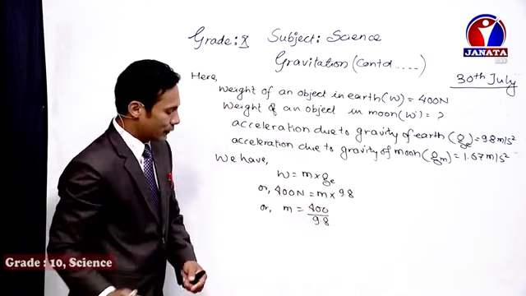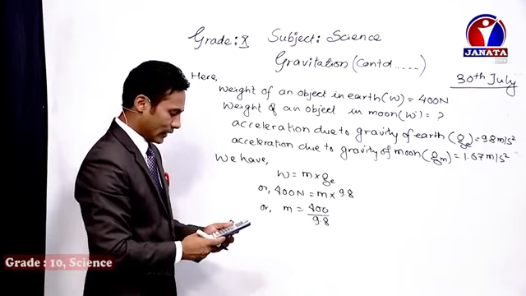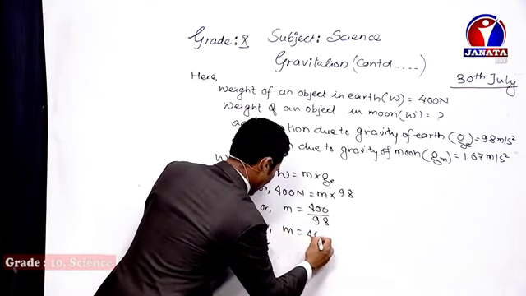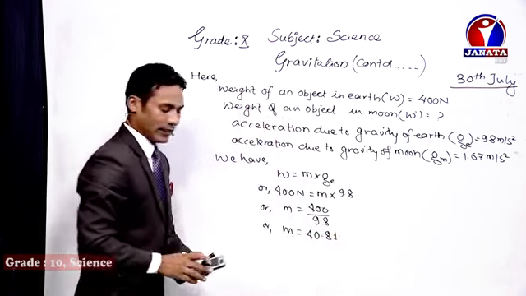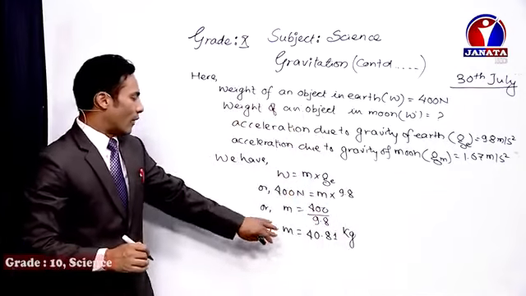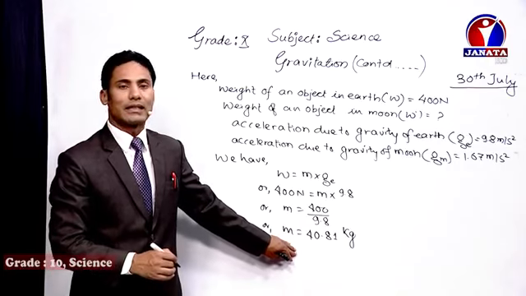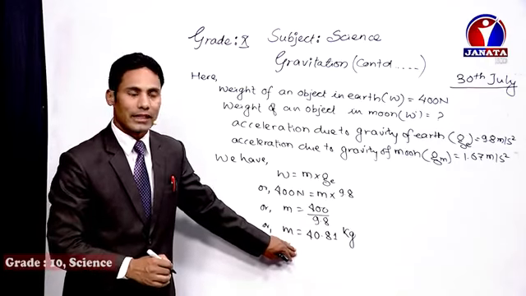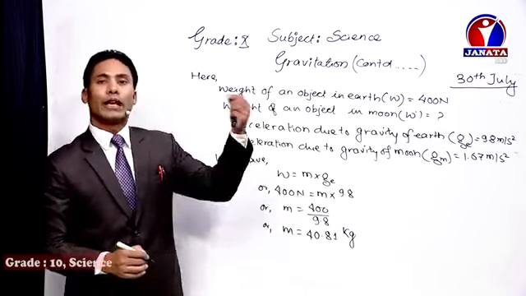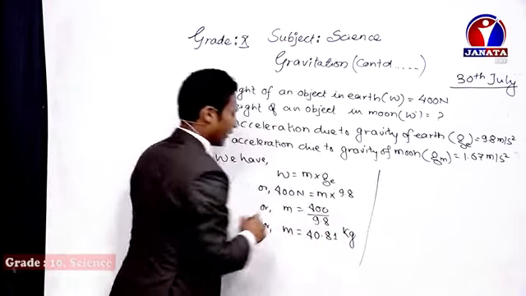So let's calculate this. 400 divided by 9.8, and the answer is M equals 40.81. Now this is mass, so the unit is kg. Now the mass is constant everywhere, as we have discussed previously, as it depends upon the number of molecules present in it. So the mass is constant everywhere. That's why, whenever we take this object to the moon, the mass remains the same. So let's see how to find the weight on the moon.